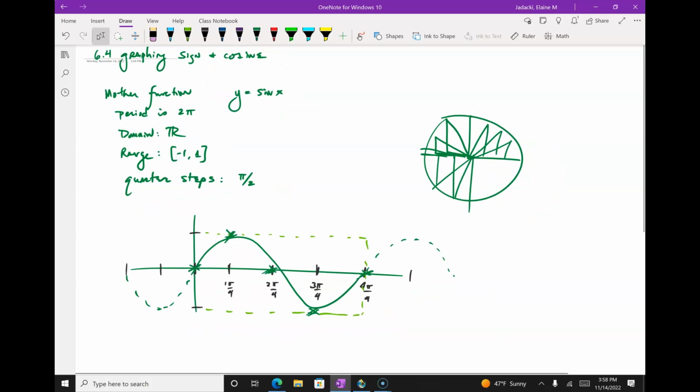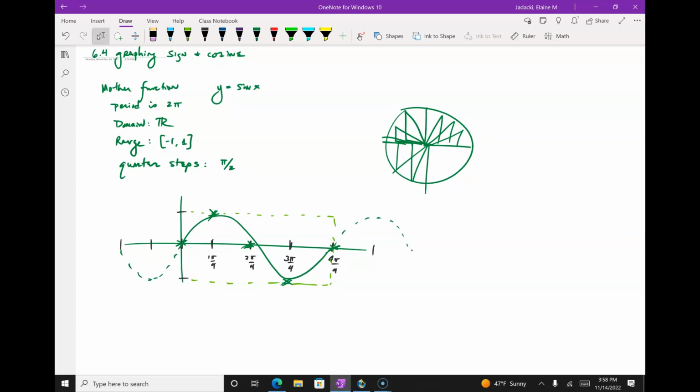But I really want to focus on that box, right? That box of a height of 2, width of 2 pi. Cut into 4 pieces, the quarter steps. Yes, you with me? Two pi. So when does the pattern repeat again? 2 pi.